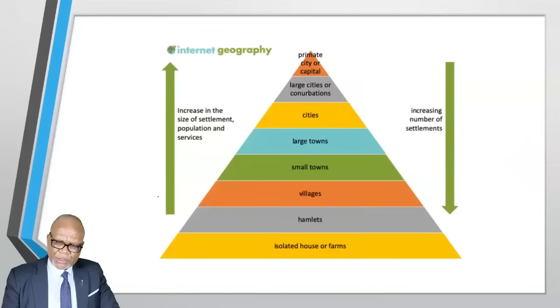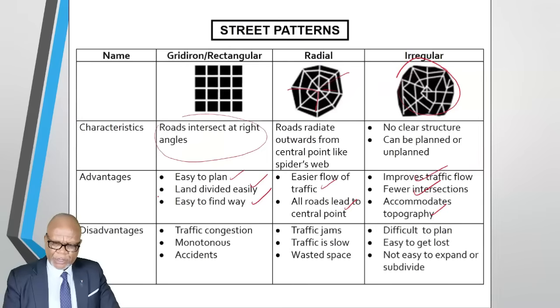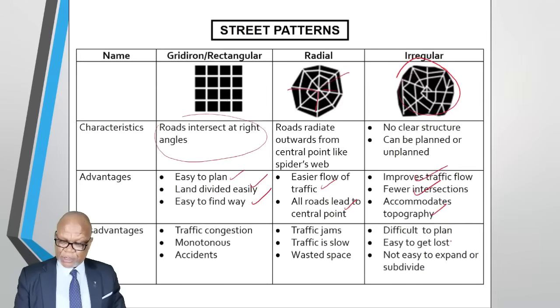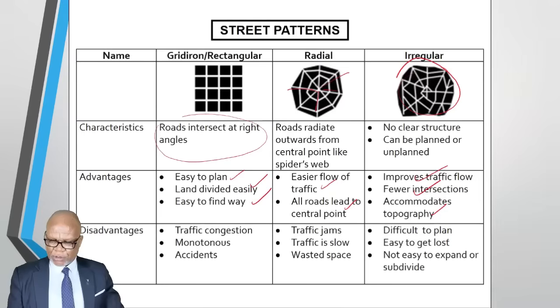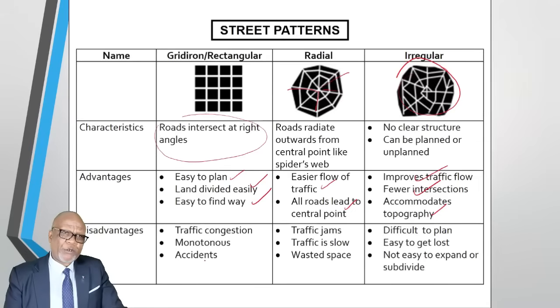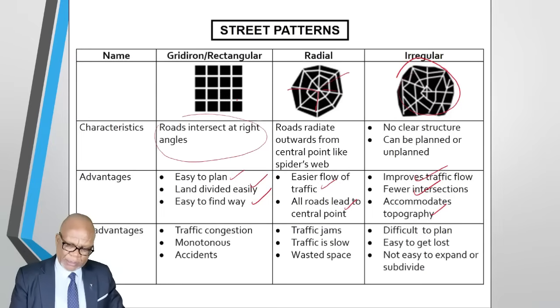But the disadvantage of this irregular pattern is that it is difficult to plan because of the steep gradient, and it is easy to get lost because of the winding roads, and it's not easy to expand or divide because the area is very steep. But the opposite will be correct for the grid iron. Because it's gentle, it's easy to divide and construct.